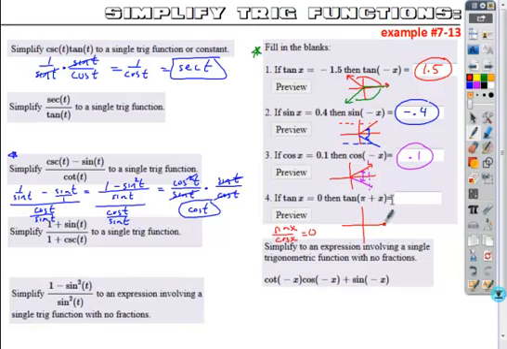If I take that angle and add pi to it, so I get all the way over here, what's the tangent of this going to be? 0 over negative 1 is still a value of 0. And so that would be my solution for that last problem.